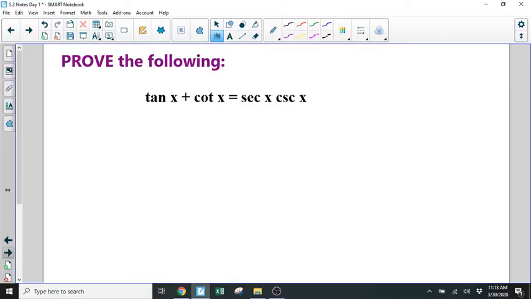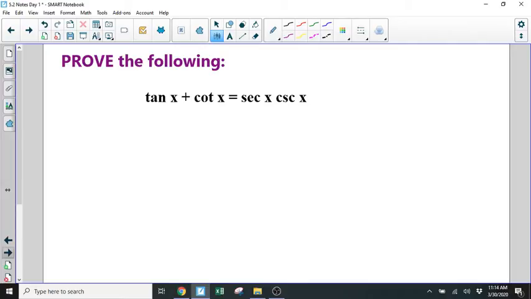All right. Next one, we've got tangent x plus cotangent x equals secant x cosecant x. So let's have a quick conversation about which side is more complex. On either side, neither side has sines or cosines. So sometimes the sines and cosines can be our indication of the less complex side. It's usually easier to move towards sines and cosines. However, neither side is sine and cosine. The left-hand side has an addition symbol, the right-hand side does not.